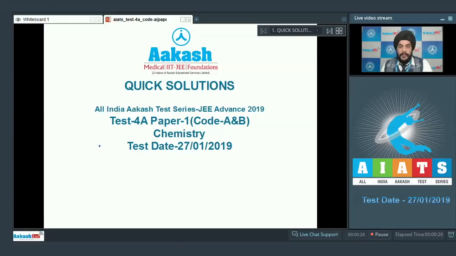Hello everyone. Today we'll be looking at some quick solutions to the chemistry section of All India AIATS Test Series JEE Advanced 2019 Test 4A Paper 1 Code A and B. So let's start with the first section.